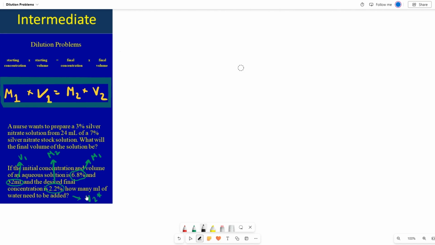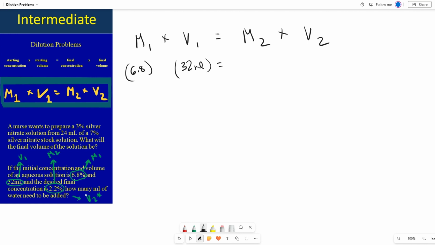So if we write our formula up here, M1 times V1 is equal to M2 times V2. And then we said that our initial concentration, or M1, is 6.8%. And our initial volume is 32 milliliters. And our desired final concentration is 2.2%. And we're going to be solving for V2 when we solve this equation, even though that's technically not what we want to find in the overall problem.